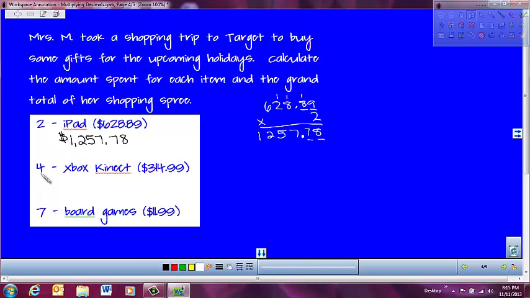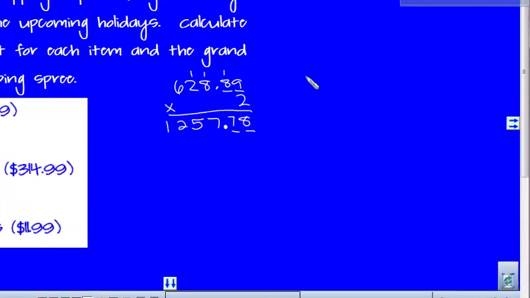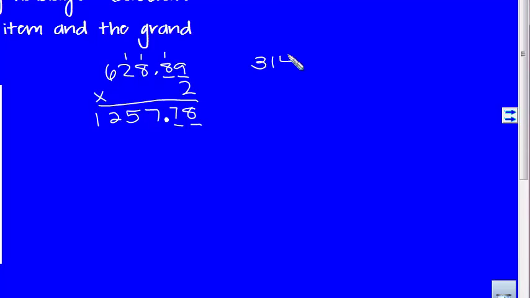I'm buying 4 of those for $314.99. So I'm going to take my $314.99 and put that on top because it has more digits, and the 4 gets lined up at the end. Multiply like normal, that's 36. 36 plus 3 is 39. 16, 19, 5, and 12. The decimal has to go in 2 spots.